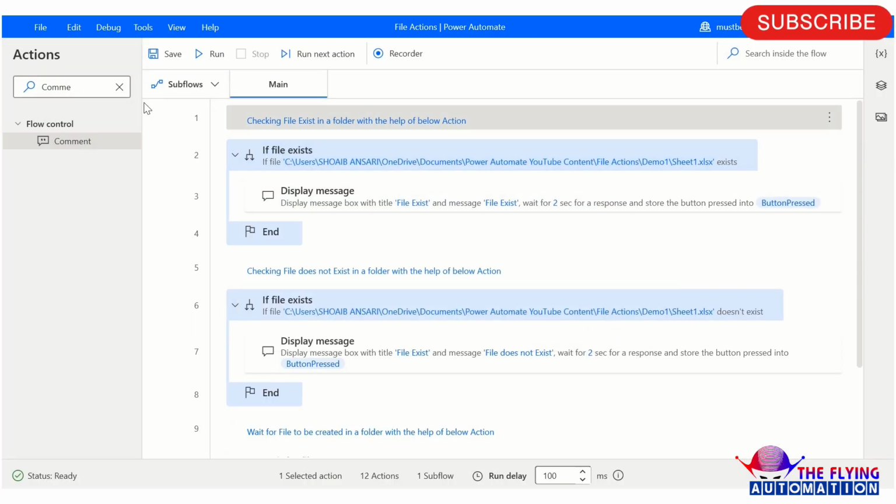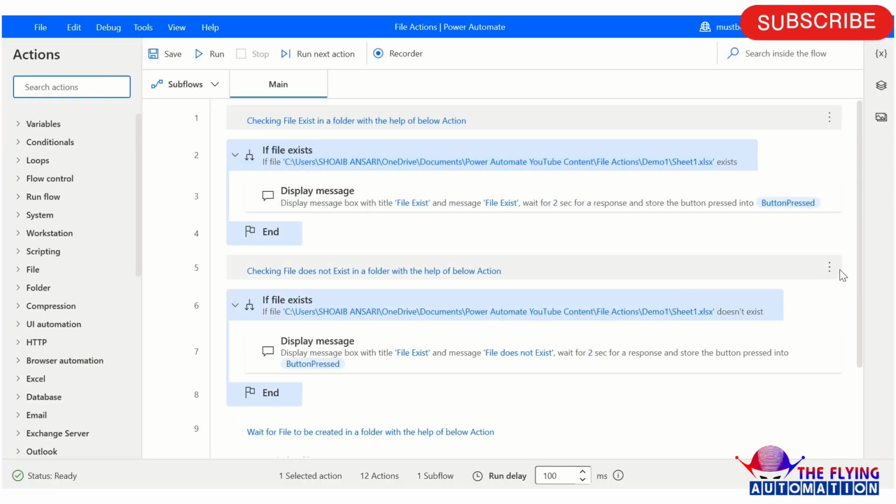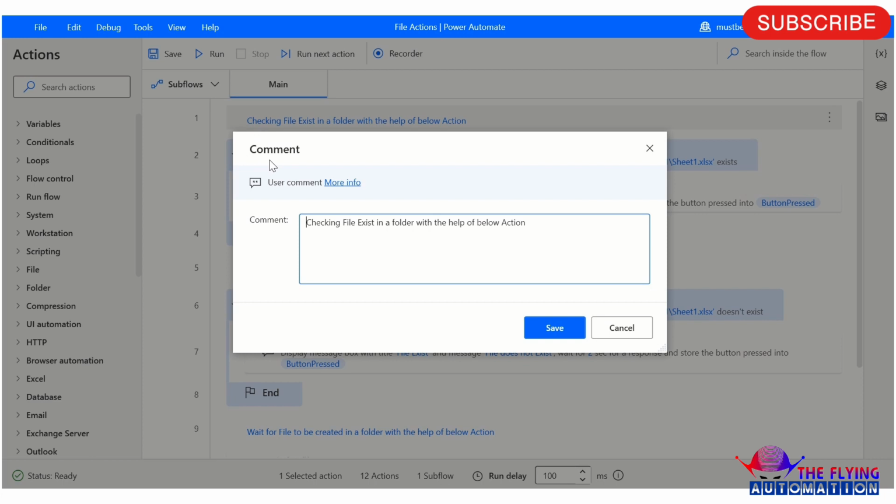So here you can see I have already created a flow, and also I am using comments in this flow so that we can understand this flow. So let's discuss first what I did in this flow. After this we will discuss the benefit of comment action.